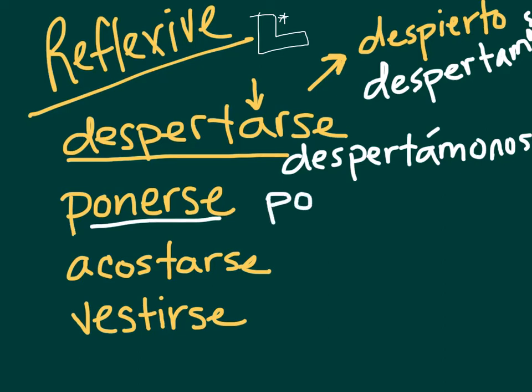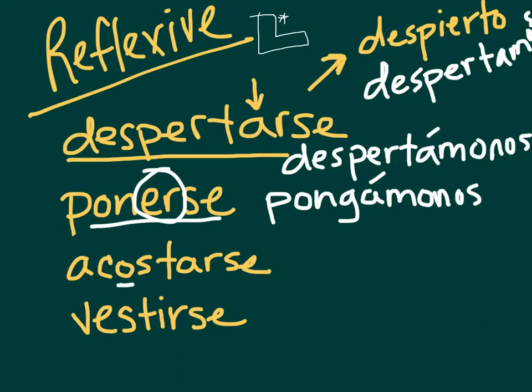Ponerse. Well, what is ponerse in yo form? Pongo. We drop the O. And since it's an ER verb, we're going to put pongamos, but dropping the S and putting our nos, since it's a reflexive verb. Pongámonos. Okay? Acostarse is normally a stem-changing verb. In yo form, it goes to acuesto. But since it's an AR stem-changing verb, we're going to do this again and go back to the original form.